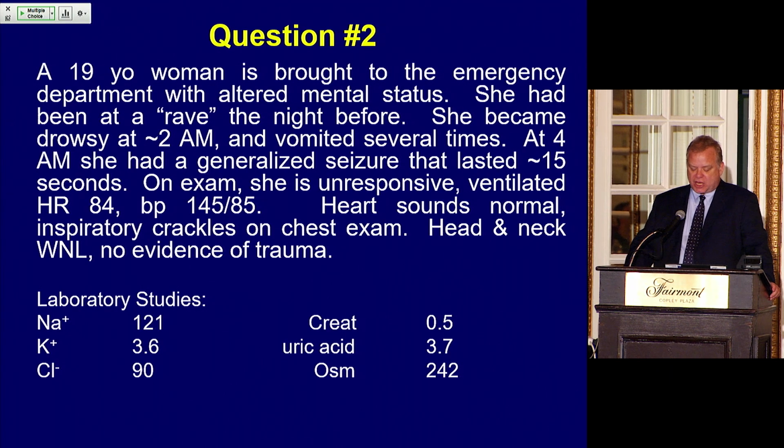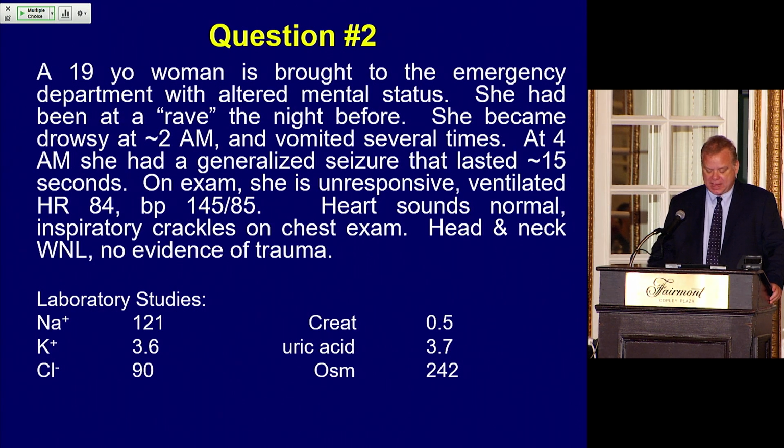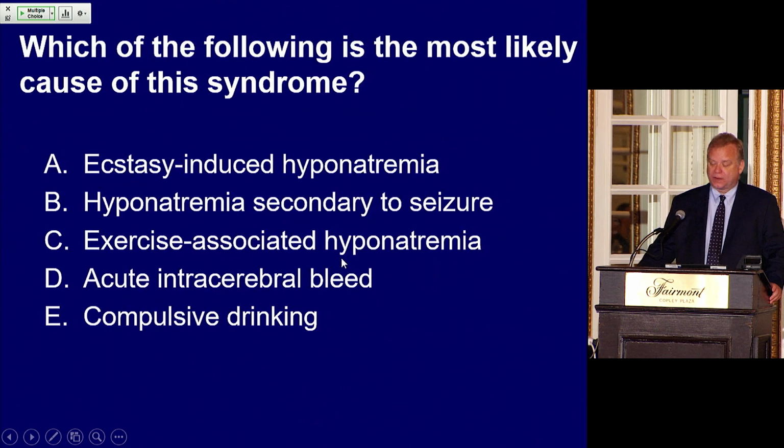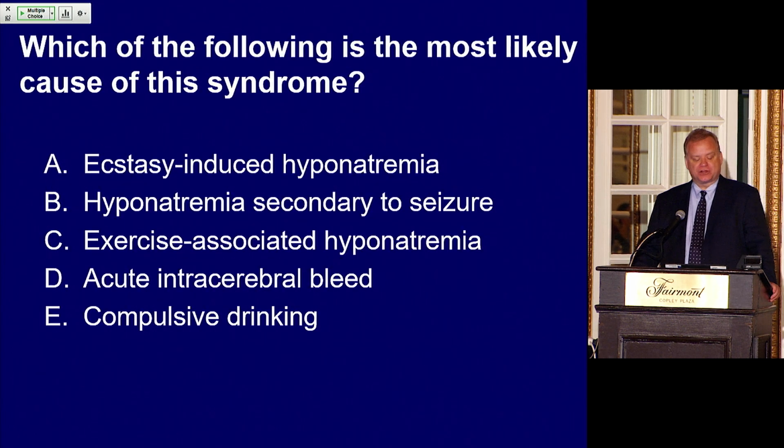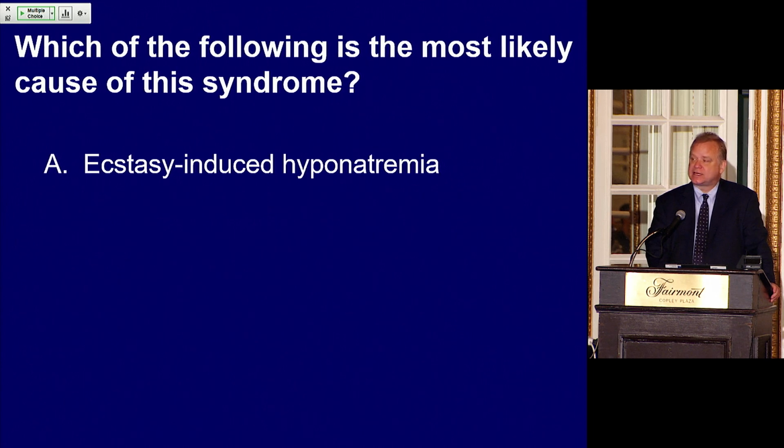On exam, she's unresponsive. She's now ventilated. Heart sounds are normal. She has inspiratory crackles on chest exam. Head and neck is within normal limits with no evidence of trauma. And clearly, she's got significant hypotonicity with an osmolality of 242 and a serum sodium of 121. So which of the following here is the most likely cause of this syndrome? I think we've all seen patients with ecstasy-associated hyponatremia, so we'll cut to the chase and say that that's the issue.